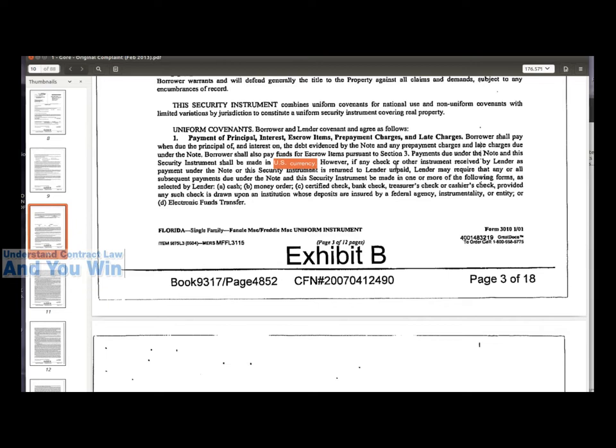Then it goes on to say, if any check or other instrument received by a lender as payment on the note or the security instrument is returned to the lender unpaid, lender may require that any and all subsequent payments due under the note and the security instrument be made in one of the following forms as selected by the lender.